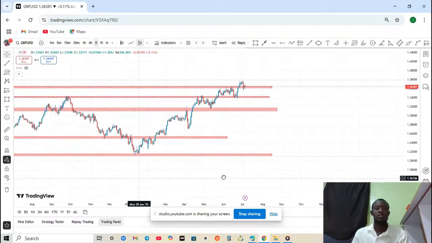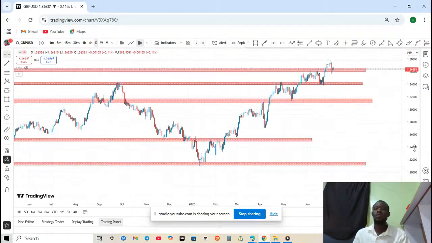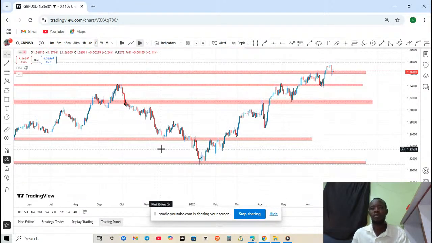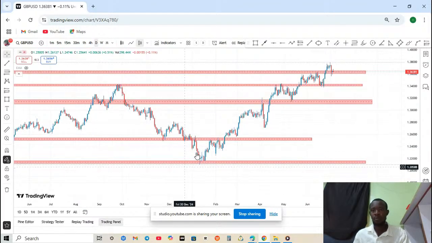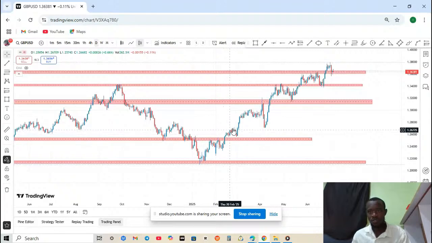We are focusing on what the market is doing currently, and the market is on an uptrend. And from the strategy, it is a break and retest strategy. So we first draw the major key zones. The market is forming a higher low.